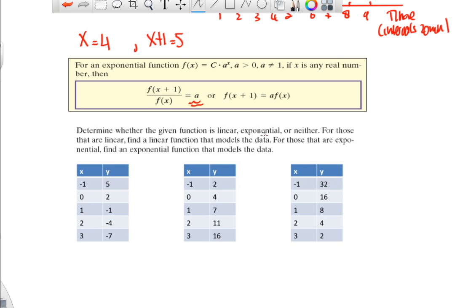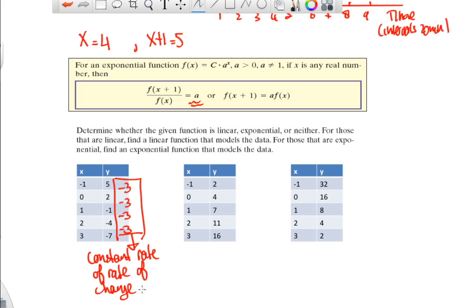Determine whether a given function is linear, exponential, or neither. So here's the check. How do you get from 5 to 2? Well, you can multiply or divide, I say, but let's look for subtracting first. So 2 minus 1, negative 3, negative 1 minus 3, negative 4, negative 3. So we're always subtracting 3. That's called our constant rate of change, also often abbreviated by the word slope. So that's a linear function.